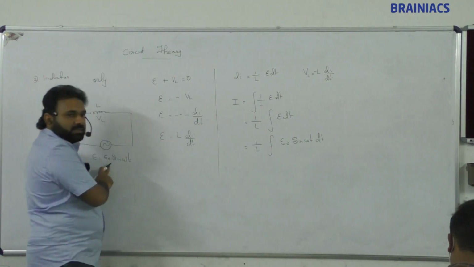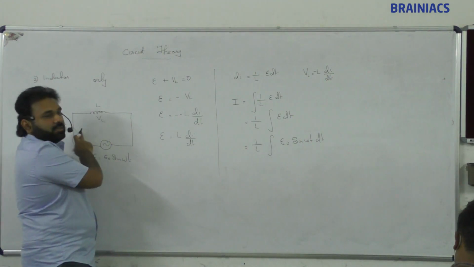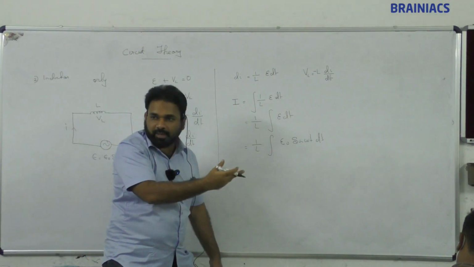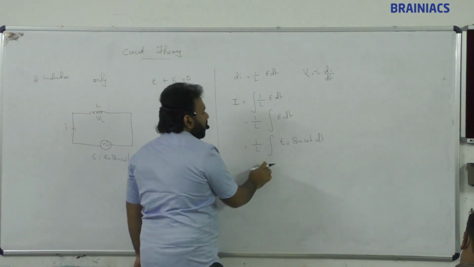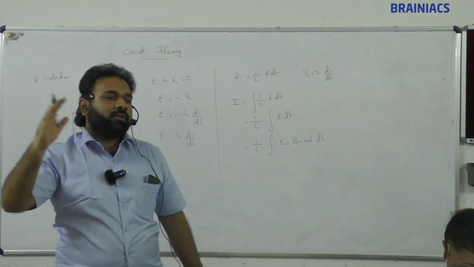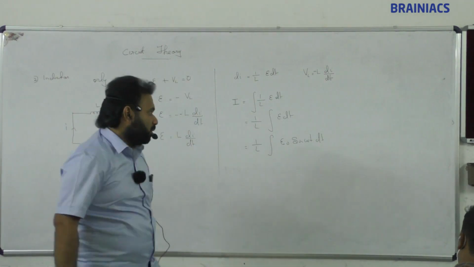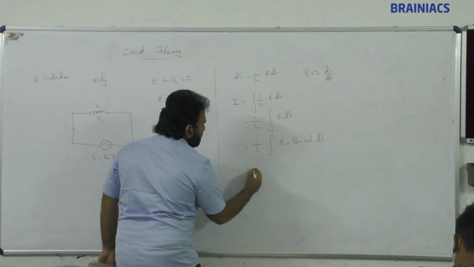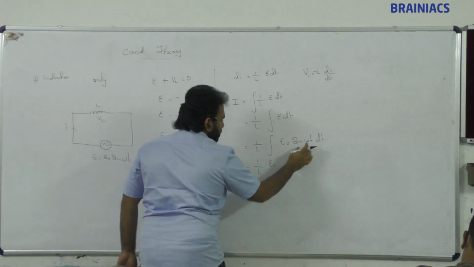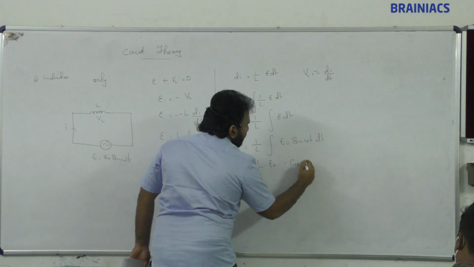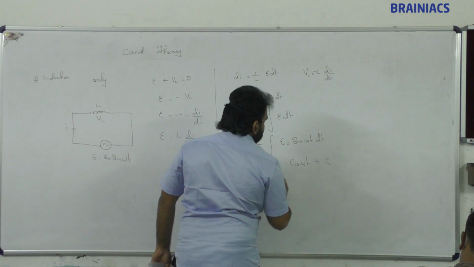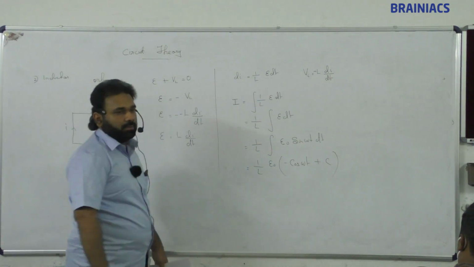This is the instantaneous value of the source voltage. Just as we found I is equal to I naught sin omega t for the resistor, here also we are trying to find it. This is going to be an indefinite integral, so when we integrate we will be getting a constant, right? So this is going to be 1 by L, E naught is constant, and when we integrate we will be getting cos omega t plus a constant. Correct or what?